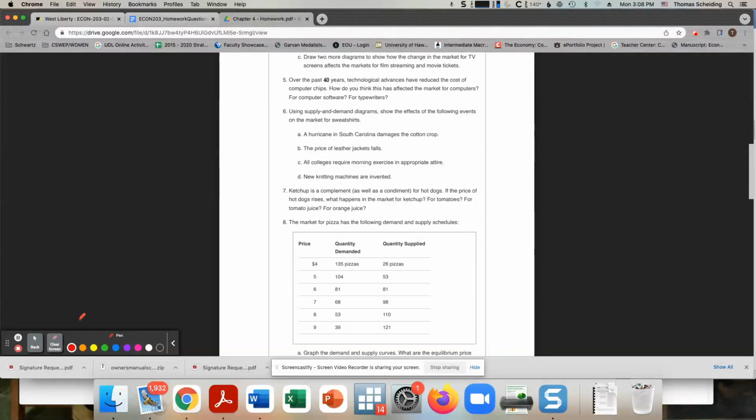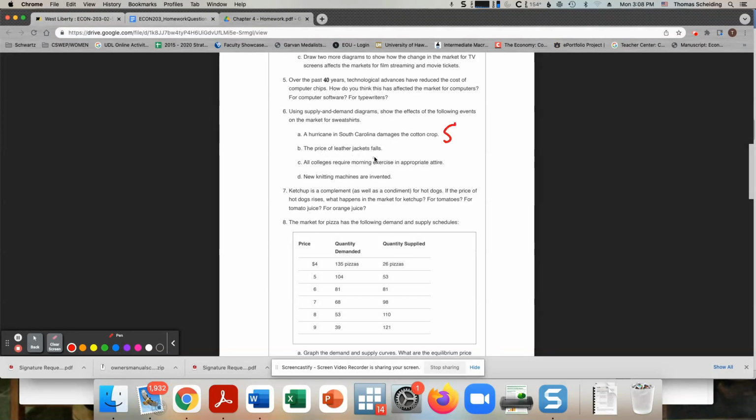So if we're looking at sweatshirts, a hurricane happens and damages the cotton crops. Cotton is one of the inputs that's used to make sweatshirts. So is it affecting the demand? No, it's affecting the supply, meaning the production of the sweatshirts. So that would be supply.